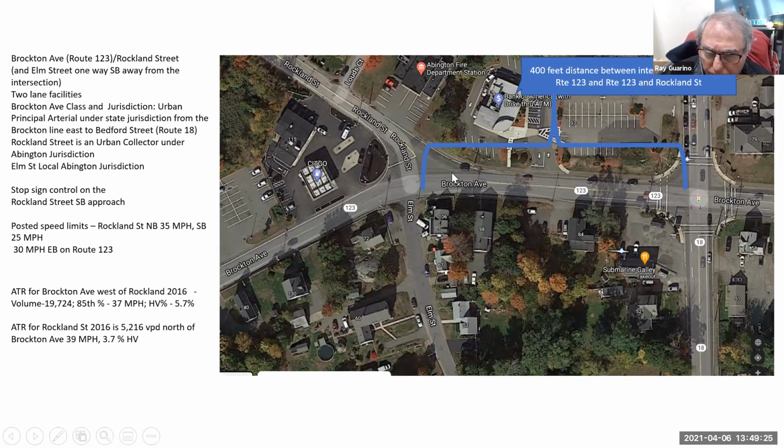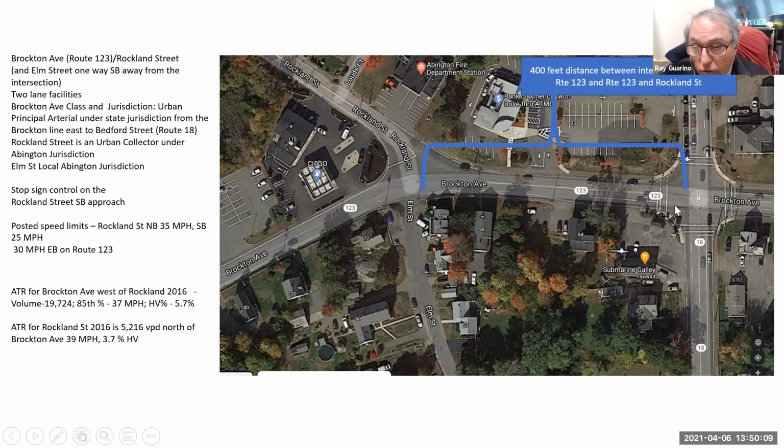Also, there's about 400 feet distance between the intersection of Rockland Street and Brockton Ave and Route 123 and Route 18. And what happens during the peak hour is that this eastbound traffic will back up all the way through the intersection. So as we did turning movement counts at both of these intersections, we noticed how extremely congested this area all is right in here. So when people are coming down Rockland Street, trying to get through the intersection, trying to enter Brockton Ave, there's no place for them to go because traffic is backed up on this eastbound approach.